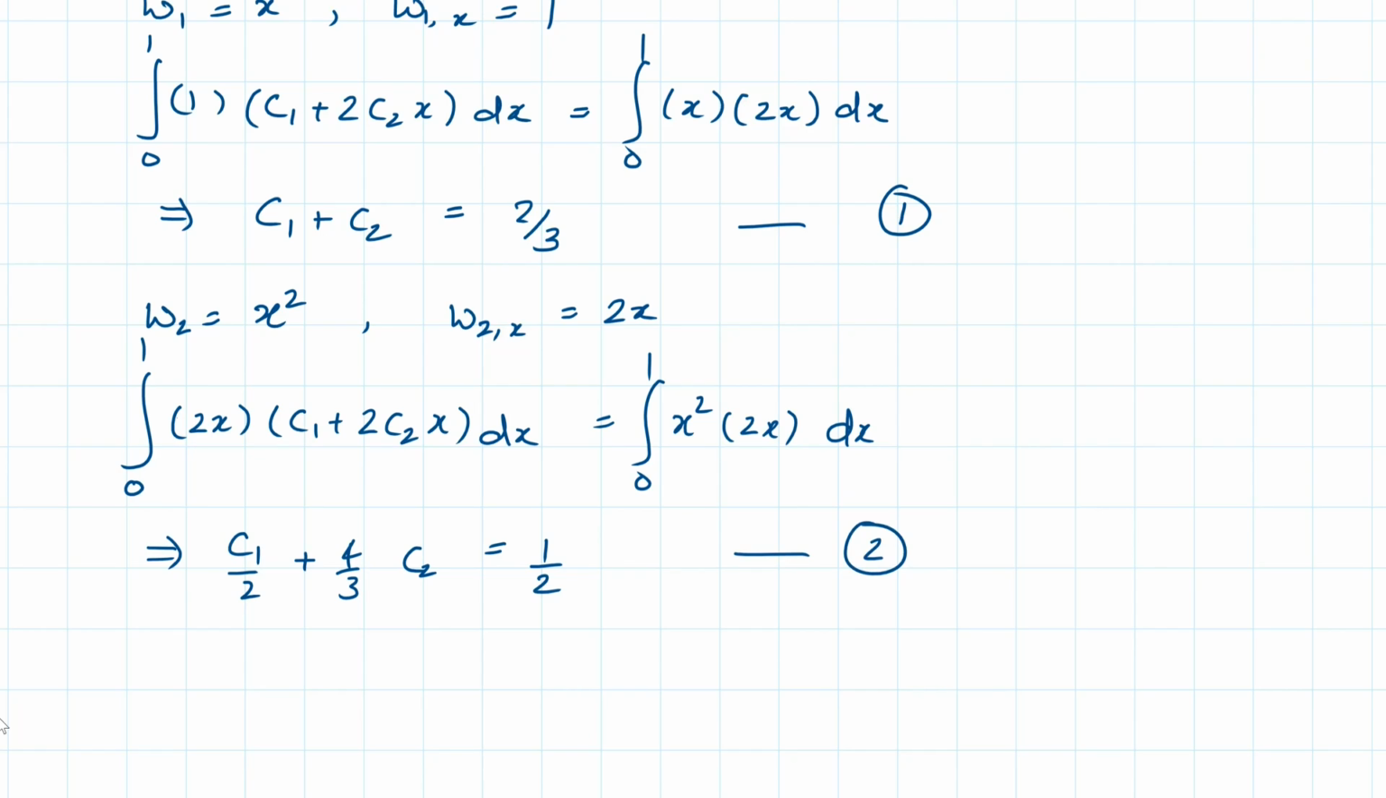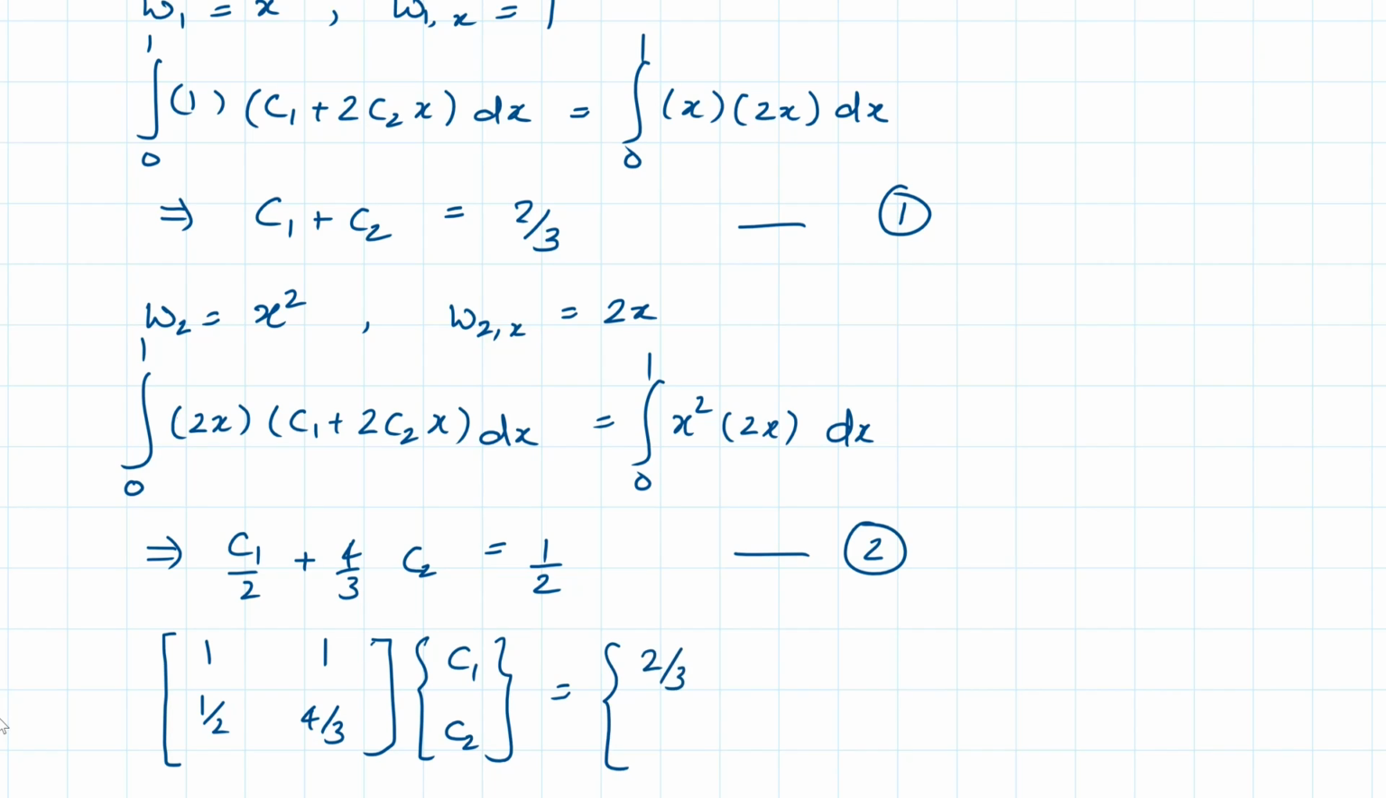Okay, now we have two equations. We have two unknowns, c1 and c2, which we can solve by writing it into a matrix form. So I can write the coefficients of c1 and c2 from the first equation to be 1, 1, and the second row will be coefficients of c1 and c2 from the second equation, which would be 1 by 2 and 4 by 3, times c1 c2 is equal to 2 by 3 and 1 by 2. Okay, solving for this, we'll end up with c1 is equal to 0.2 and c2 is equal to 0.4667. Okay, and I'll leave that for you to verify.